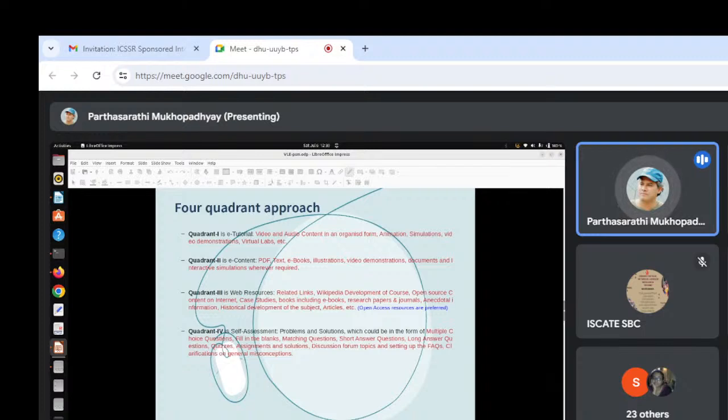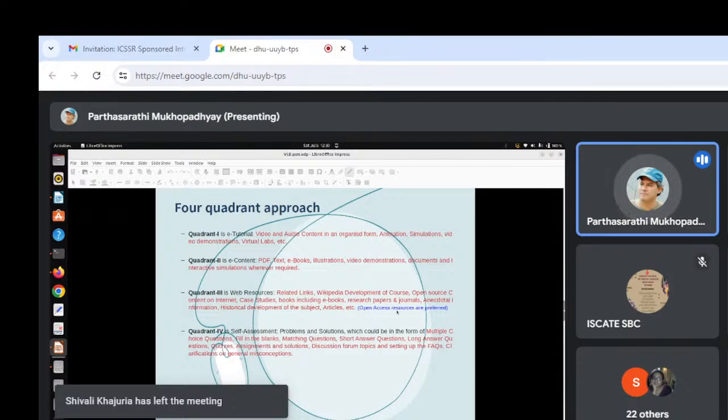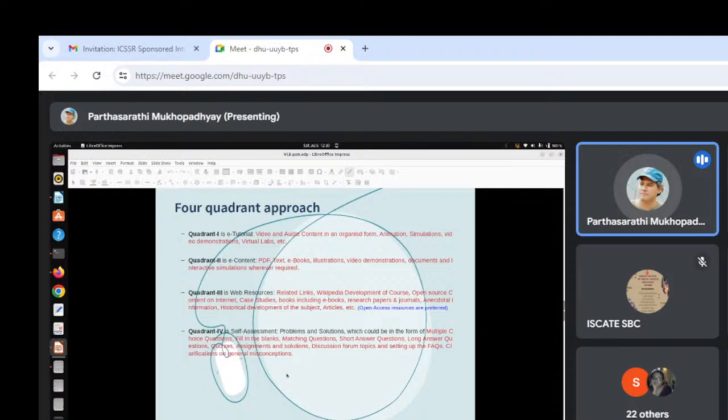Each topic must be supported, what you are teaching, by 4 parameters. In quadrant 1, you need to prepare a video tutorial of the topic. Quadrant 2, the e-text, lecture note, summary note, your PowerPoint slide can become quadrant 2. Quadrant 3 is your personal interaction with the students along with the list of references, preferably open access resources. And quadrant 4 is self-assessment, different kinds of MCQ based questions, short answer type, assignments and so on. So each particular topic should be supported like this.